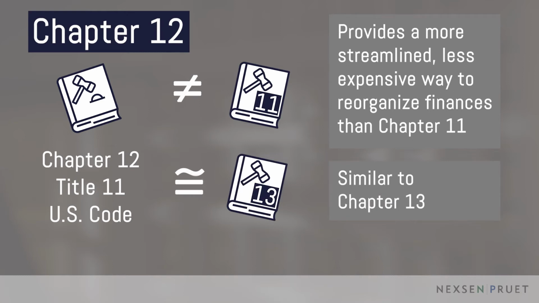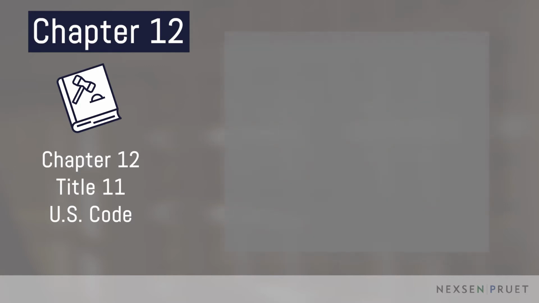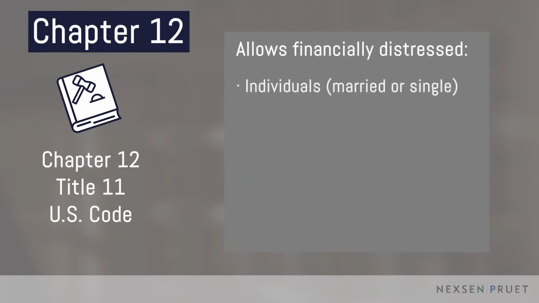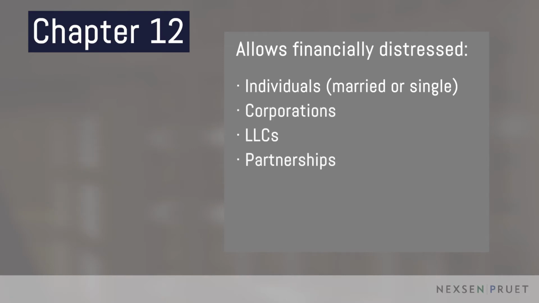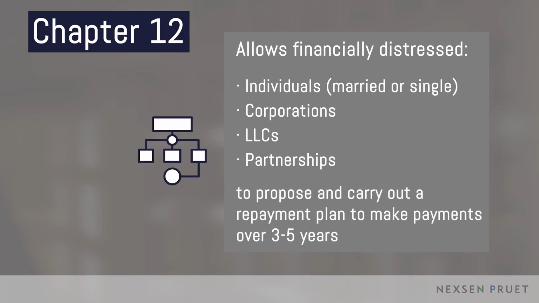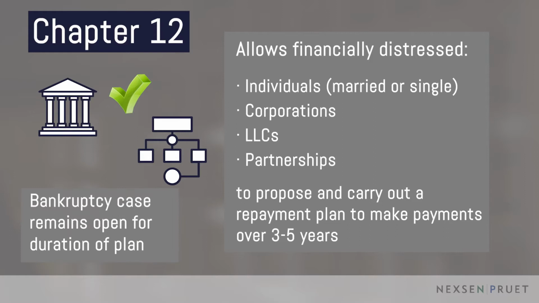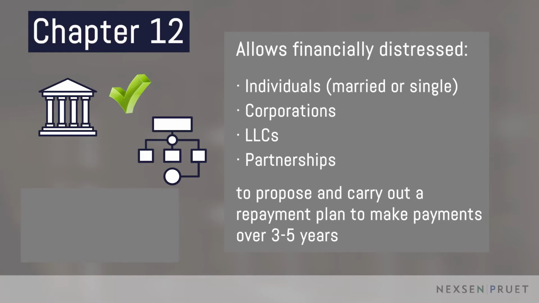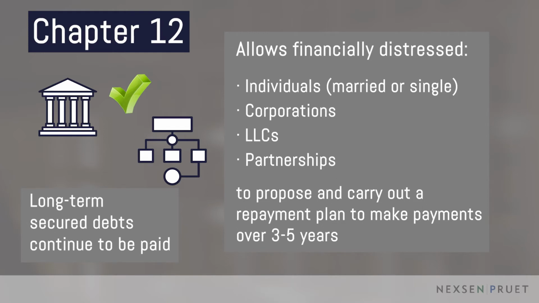If you are familiar with how Chapter 13 bankruptcy cases work, then you'll see that Chapter 12 has many similarities. Chapter 12 allows financially distressed individuals, whether married or single, corporations, limited liability companies, or partnerships, to propose and carry out a repayment plan to make installment payments to creditors over 3 to 5 years. If the bankruptcy court confirms the plan, the bankruptcy case remains open for the duration of the plan and then closes. But long-term secured debts continue to be paid after case closure.